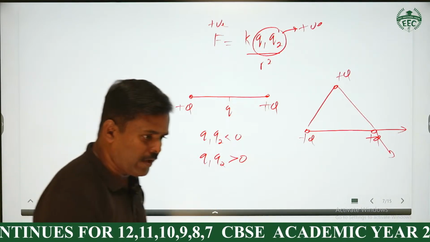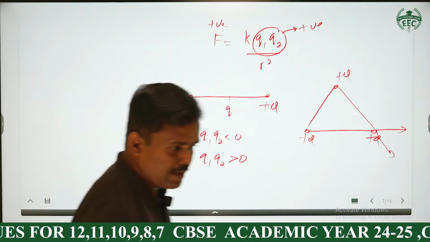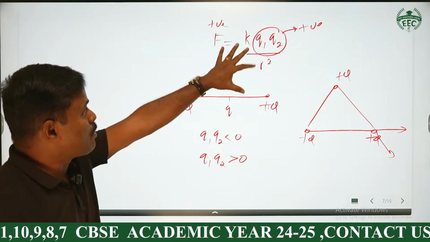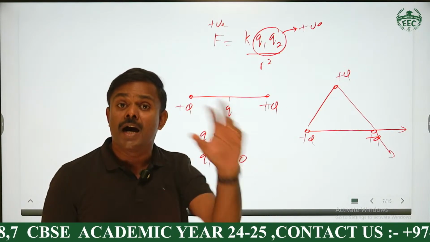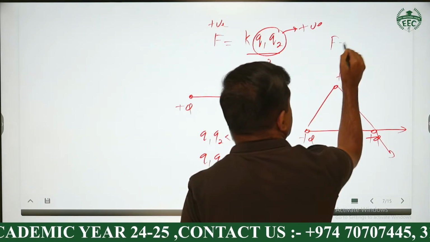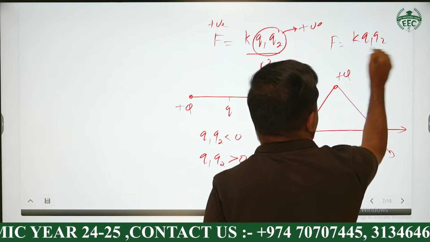Got this? All of you got this? Everyone? Right. That is the first point. We can't spend too much time on this. So these are the probable questions from Coulomb's law. They might ask the statement of Coulomb's law, or force is equal to K Q1 Q2 divided by R square.